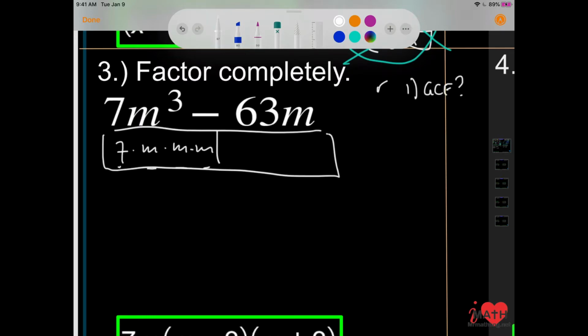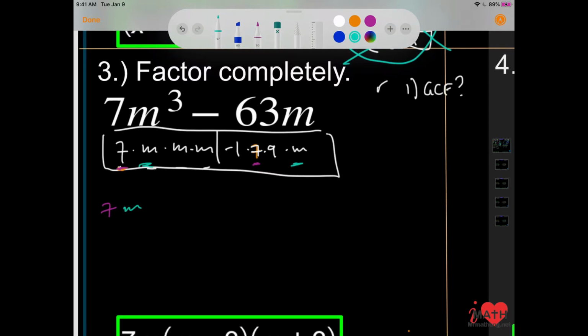Okay, what do you do with the subtraction sign? I just like to write -1. Okay, here's your hint. This has a number of 7. So is there something, 7 times something equals 63? Yeah, that is 9. 7 times 9 is 63 times m. Okay, then we just got to figure out what do they have in common. So they have a 7 in common. And they have 1m in common.